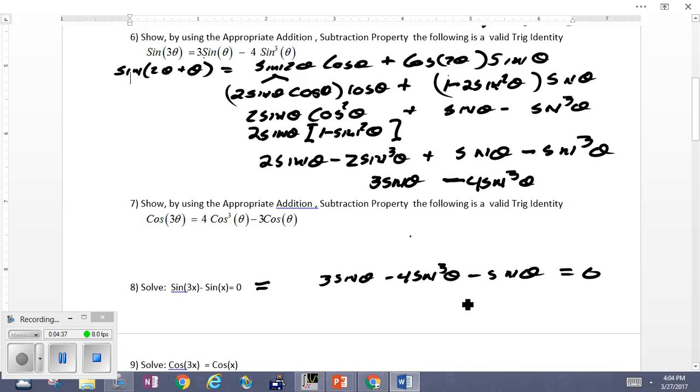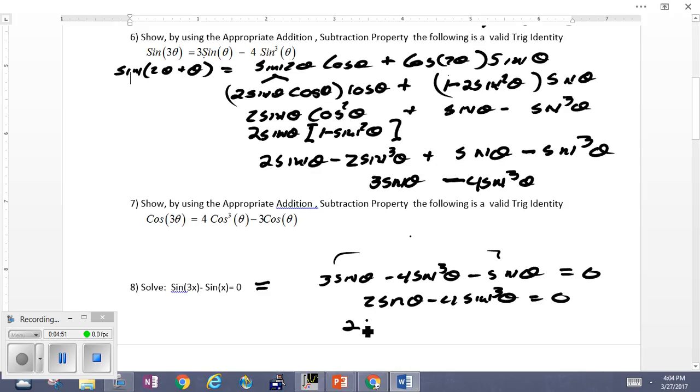And you should be able to resolve that because you've got 3 sine minus sine, so that's 2 sine of theta minus 4 sine cubed of theta equals 0. We've got a 2 sine theta coming out, and that's common to 1 minus 2 sine squared of theta, and that's equal to 0, and we should be able to resolve that from there. So there's a couple of them right there for you.